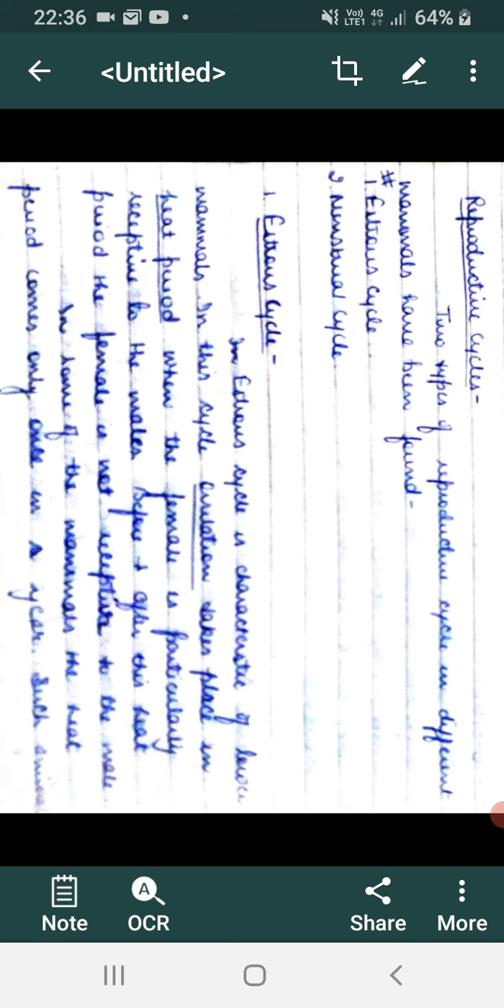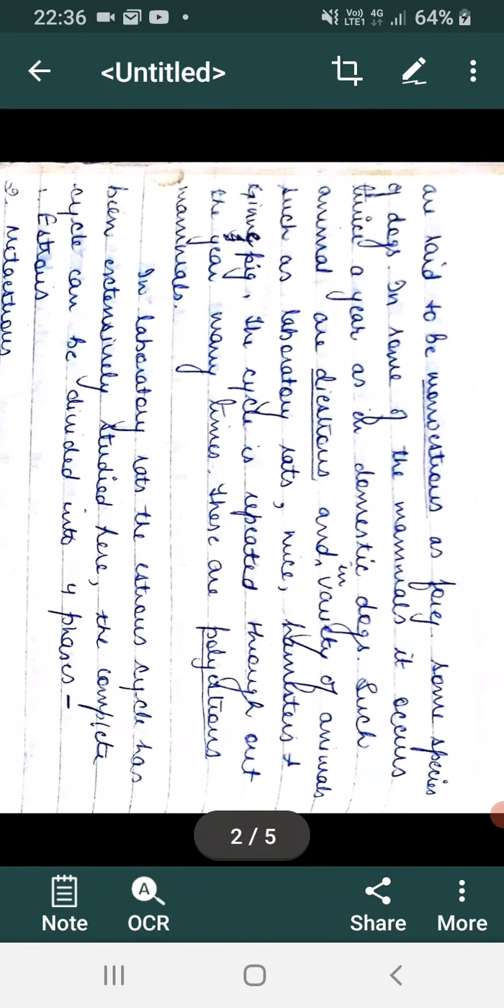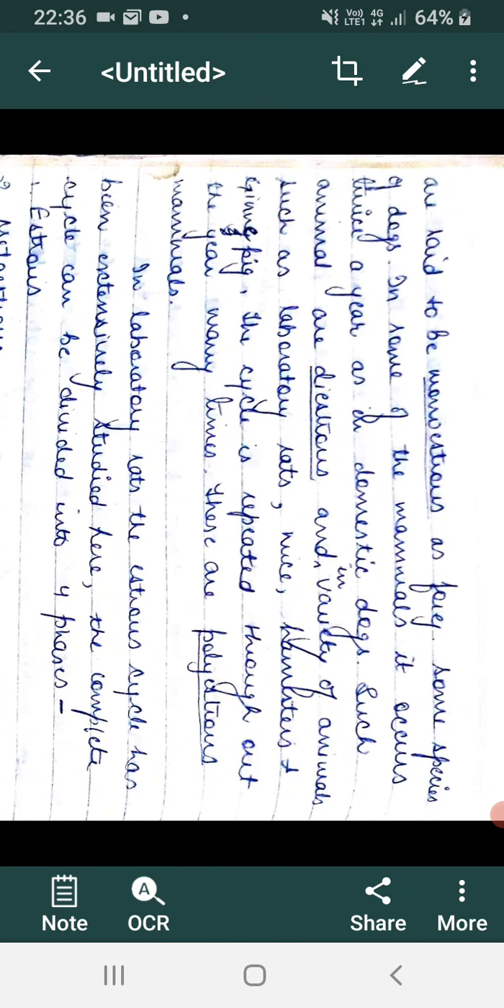In some of the mammals, the heat period comes only once in a year. They are known as monoestrous. And in some, like domestic dogs, it is twice a year. They are diestrous. And in a variety of other mammals, such as laboratory rats, they are polyestrous because that comes many times in a year. In laboratory rats, the estrus cycle is well studied.